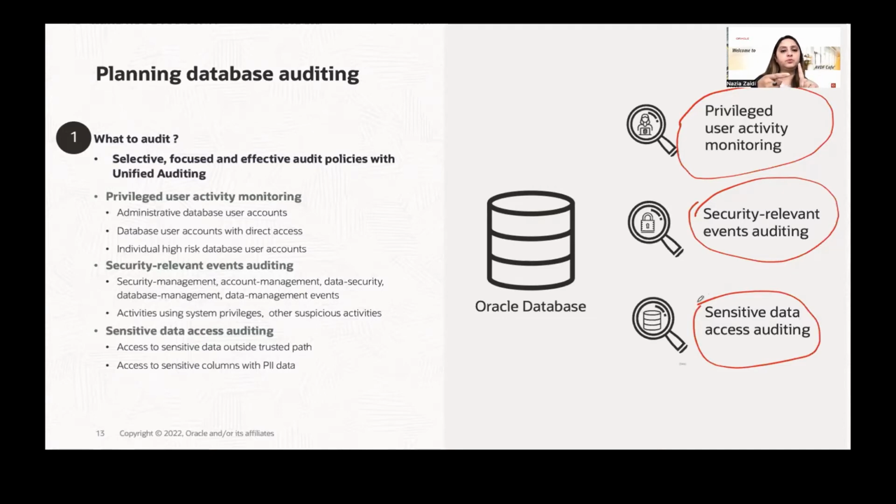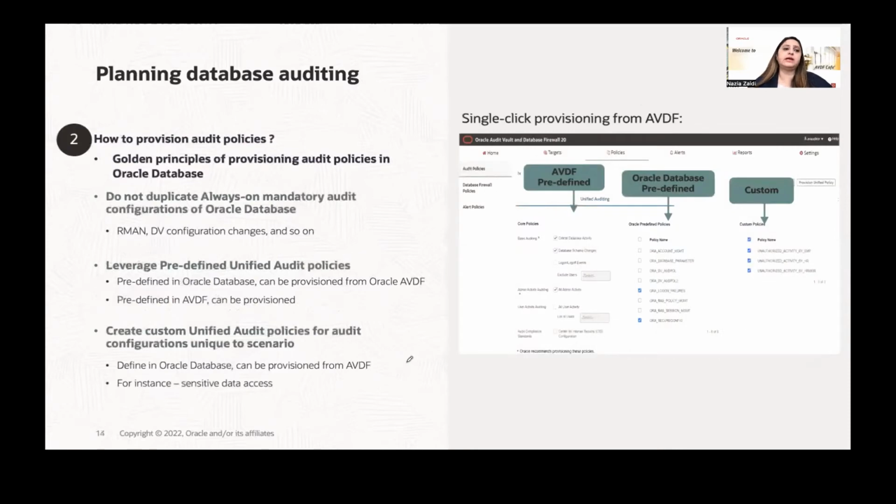So when we say selective, your selection becomes the privileged user, the type of users, the type of data, that's sensitive data, and the type of events, which becomes your security relevant events. So these are the three portions that ideally you should focus on to start with. And then obviously the customization goes forward depending on specific needs of your organization.